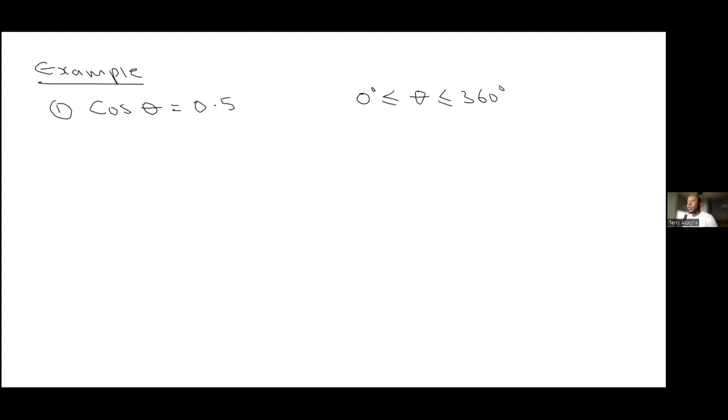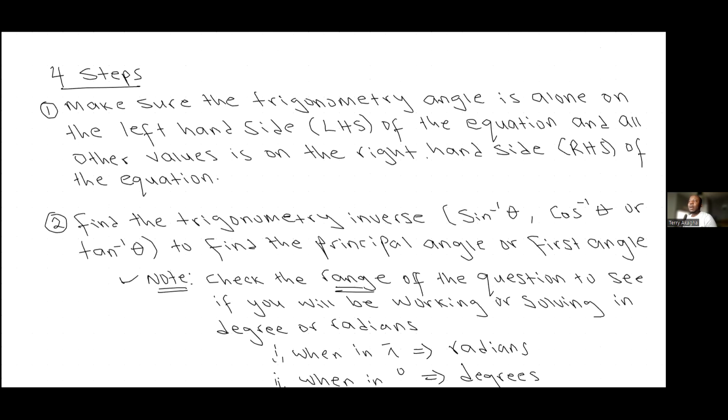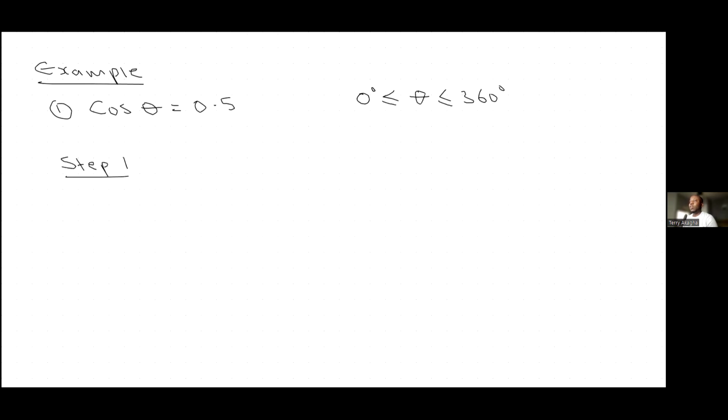Now, step 1. Let's follow the steps I just explained. The first step was that we have to make sure that the trig function is alone on the left-hand side and all the values are on the right-hand side. In this question it was straightforward: cos theta is equal to 0.5. You can see the trig function is on the left-hand side, and the normal value is on the right-hand side. Good. Now let's go to step 2.